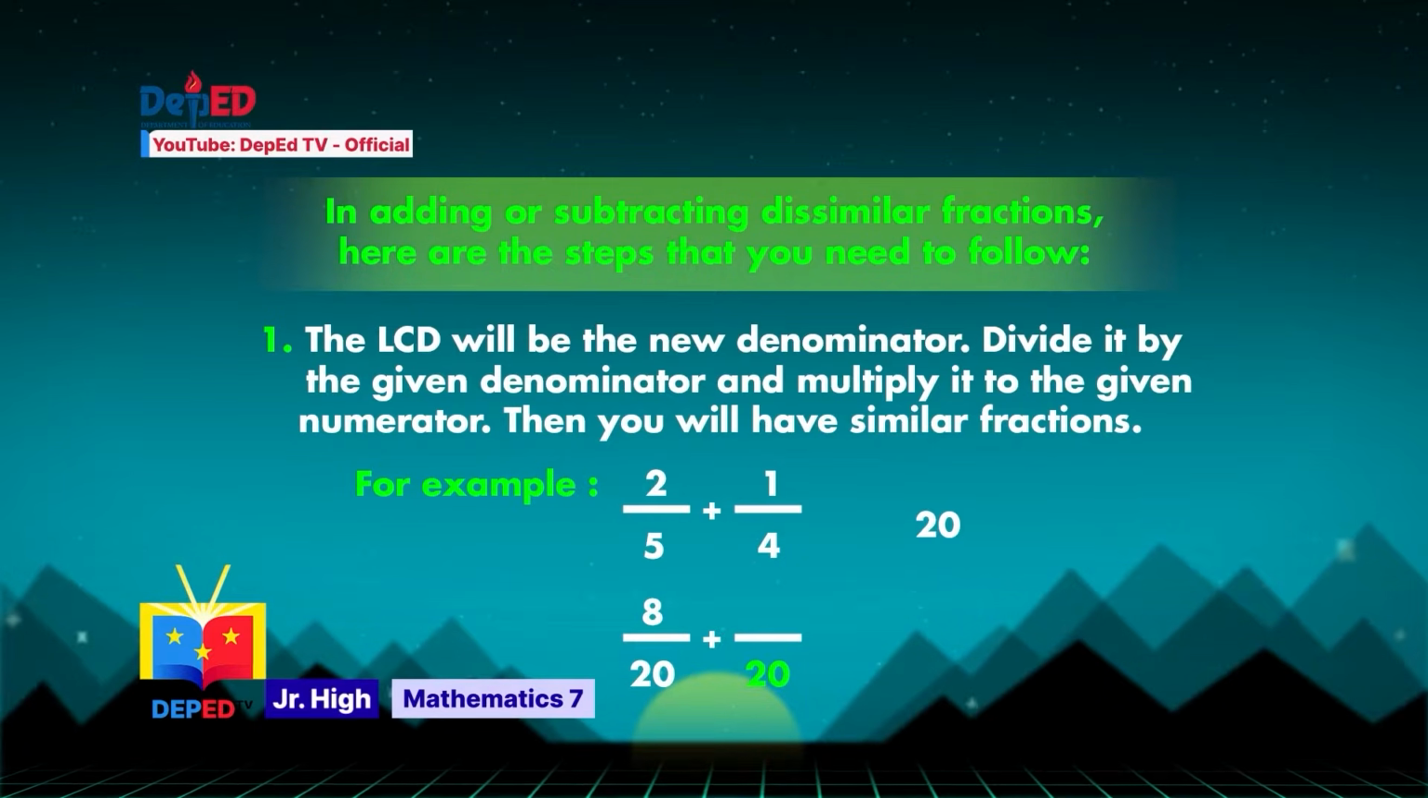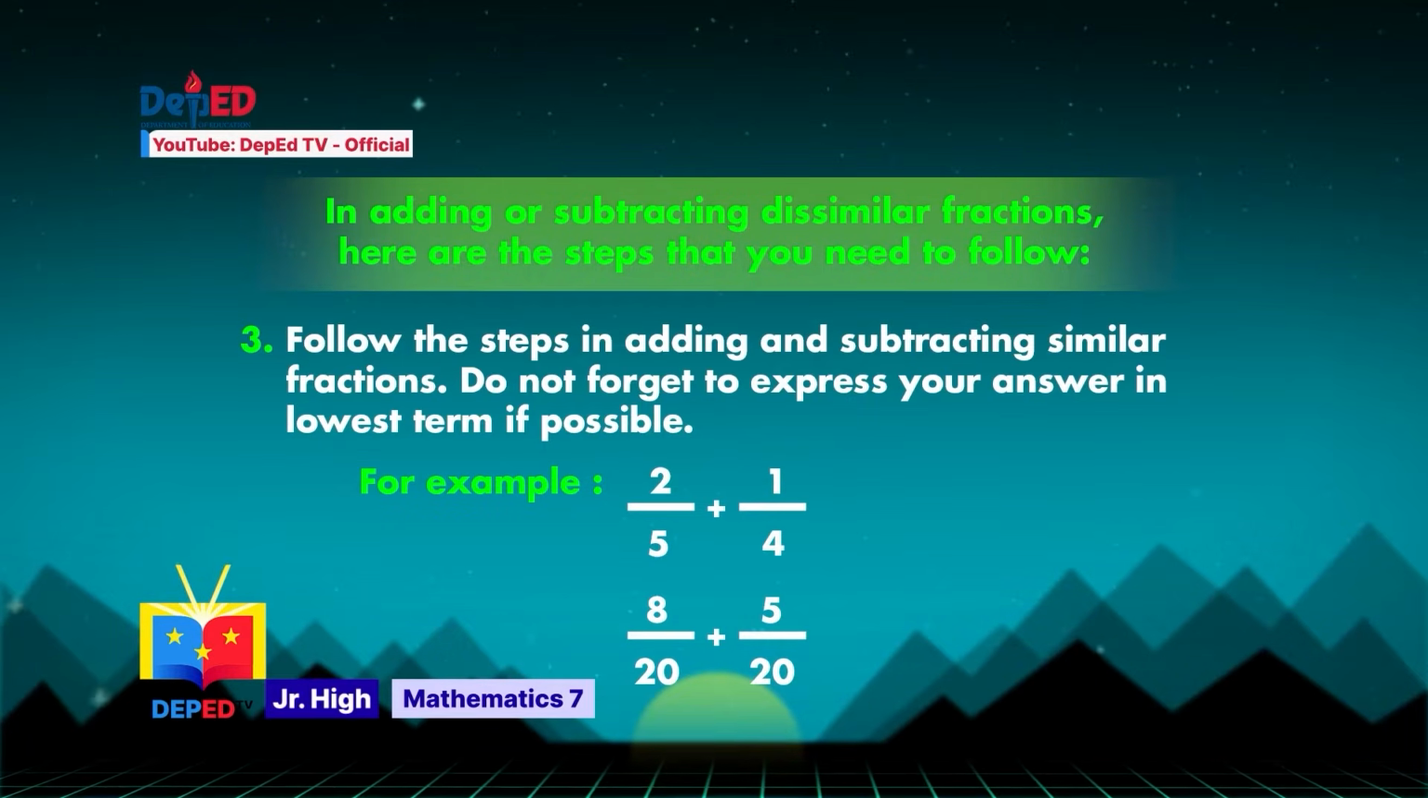Then, 20 divided by 4 is 5, times 1 is 5. Thus, 1/4 is equal to 5 over 20. Third, follow the steps in adding and subtracting similar fractions. Do not forget to express your answer in lowest terms if possible. We can now add 8 over 20 and 5 over 20. 8 plus 5 is 13 over 20. The final answer is 13 over 20.